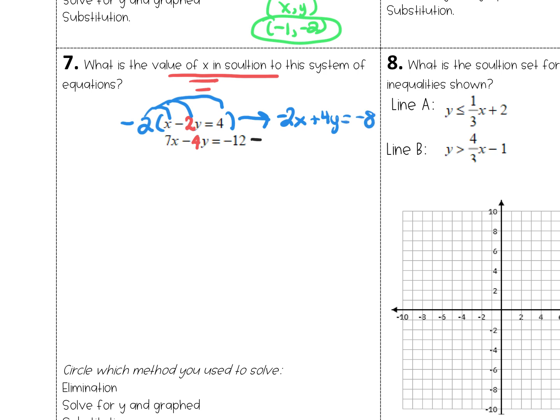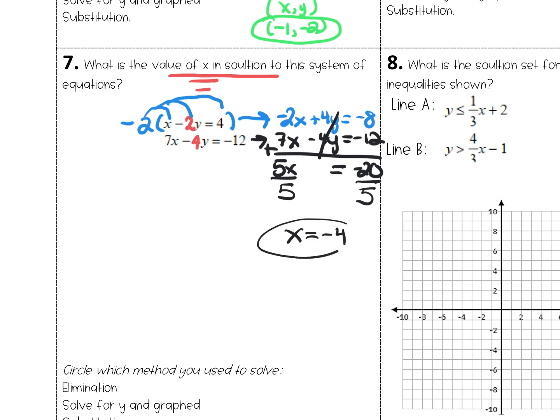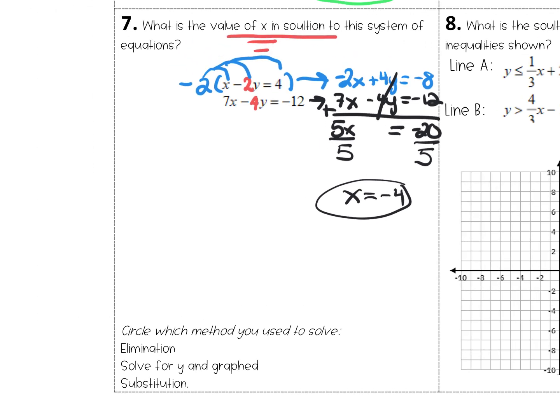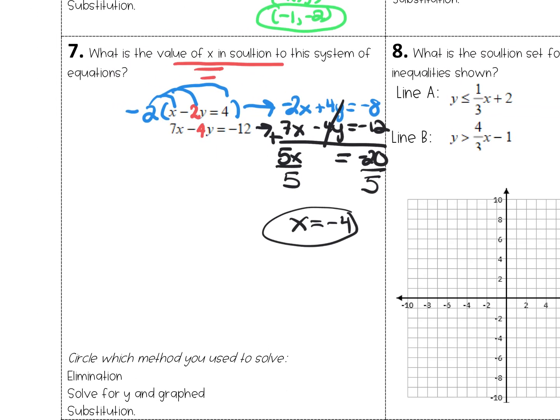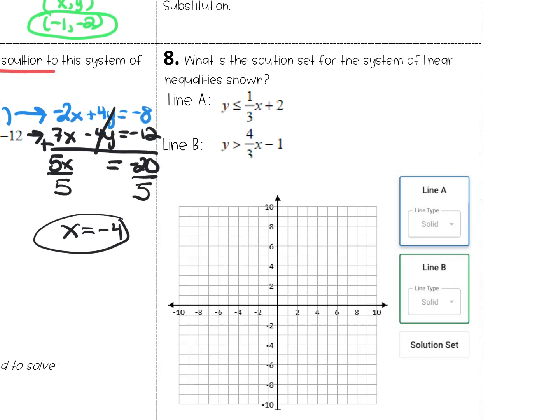Keep the other equation the same. 7x minus 4y equals -12. Add up and down. -2 plus 7 makes 5x. These y's eliminated, and then I get -20. -8 plus -12 is -20. Divide by 5, divide by 5. X equals -4. It asks for the x value. X is -4. You don't have to find any more than that. If by chance you found the y value first, no big deal. Just go ahead and plug it back in and then find the x value. You even could graph them if you wanted to. Just make sure that if it asks for the x value, that you only list the x value.